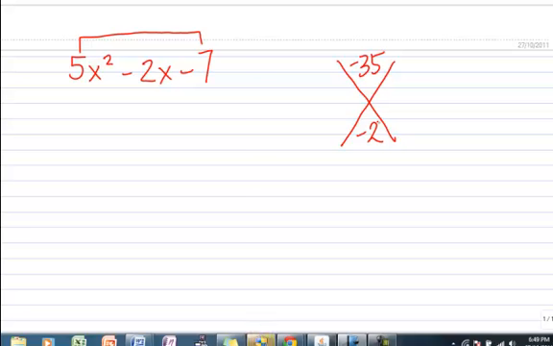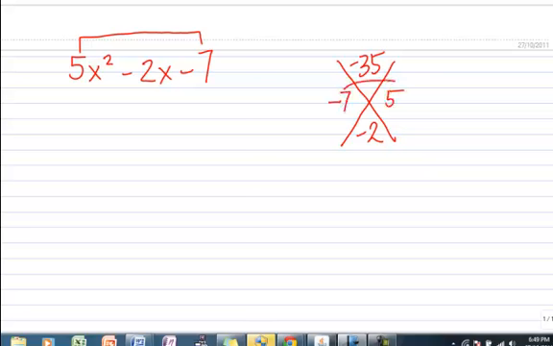So what two numbers multiply to get you negative 35, but when you add them, get you negative 2? Well, we said in class that if it's a small difference, which is negative 2, that means those two numbers must be fairly close to each other, and that is 7 and 5.